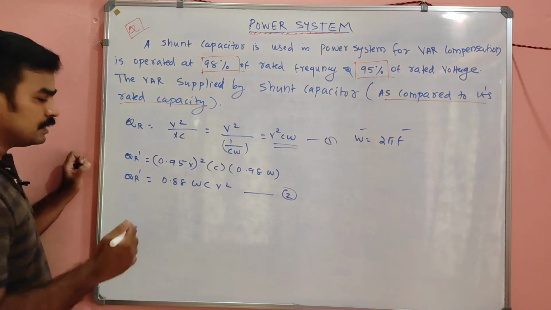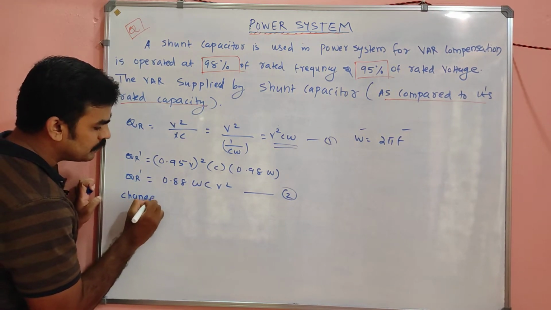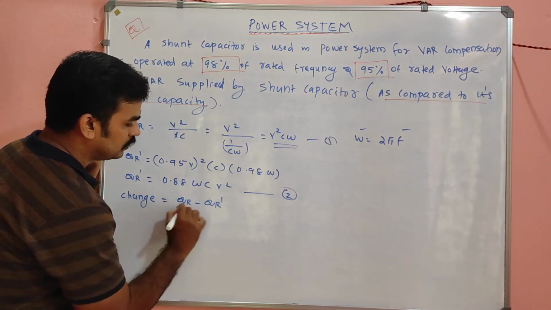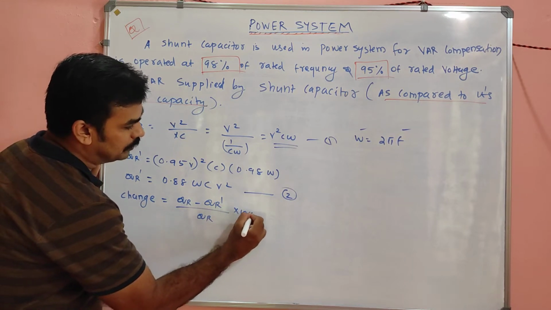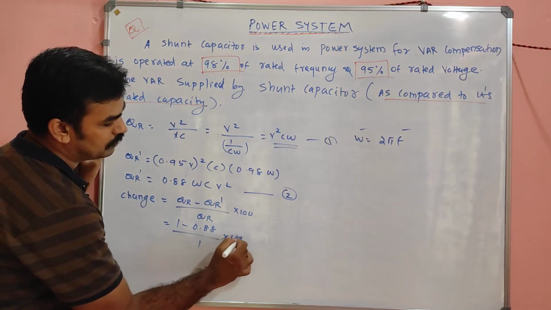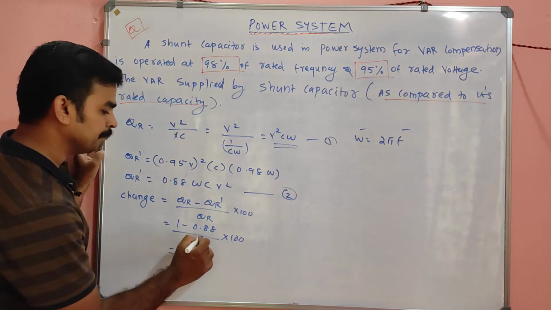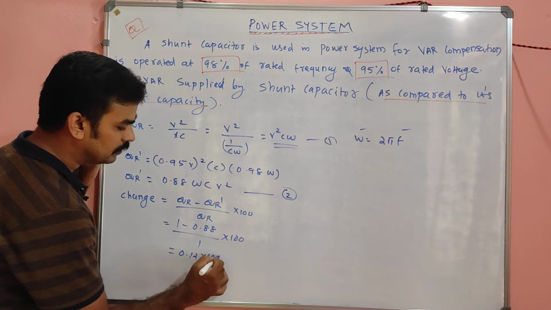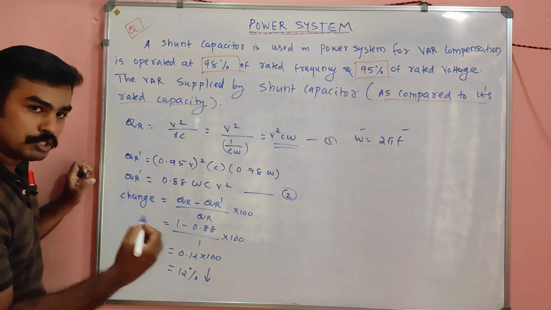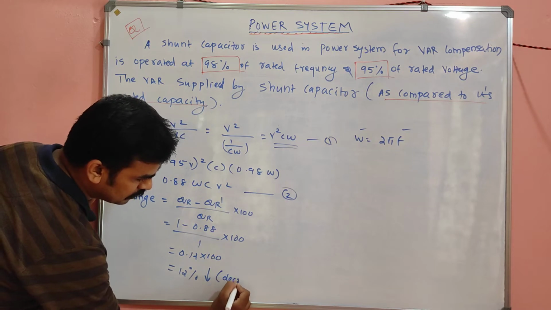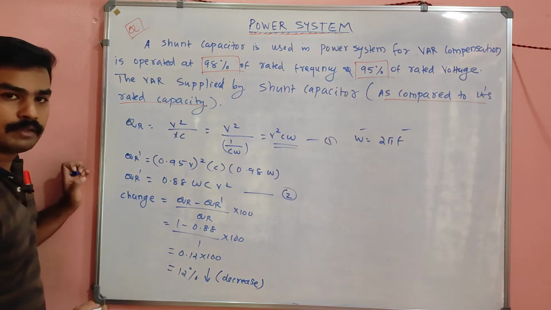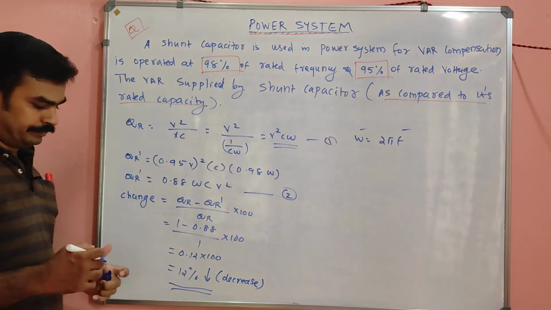So what will be the change? Change will be equal to QR minus QR dash divided by QR into 100. So it is just 1 minus 0.88 divided by 1 into 100. So it is nothing but, my dears, 0.12 into 100, or simply 12% decrease. So 12% decrease. That is the change in reactive power. So that is the answer.